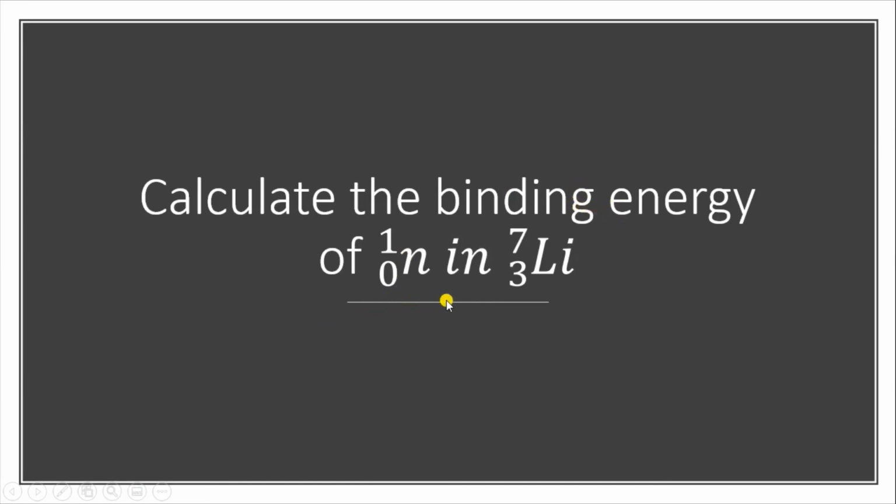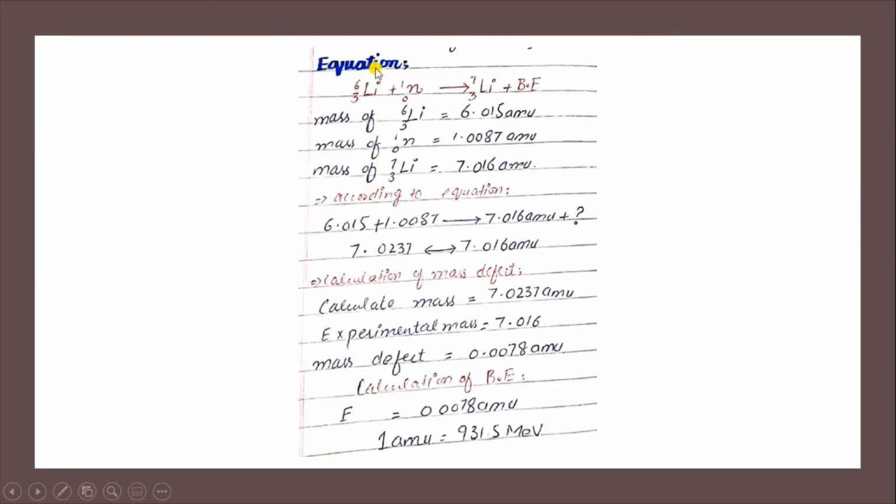If you want to calculate the binding energy of one neutron in lithium, this is the way. The mass of lithium-6 will be 6.015 AMU, with the mass of a neutron given as this, and the mass of lithium-7, which is the isotope with atomic mass 7, in AMU will be this. According to the equation, we first discuss equation 6: lithium-6 plus 1 neutron will form lithium-7 plus binding energy.